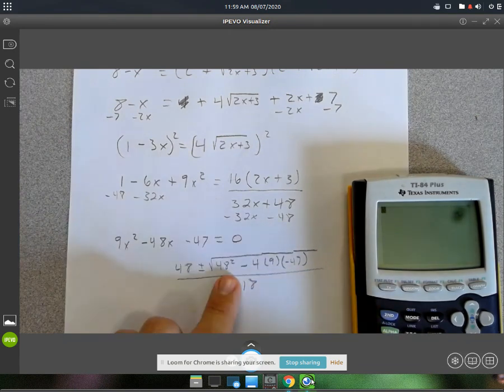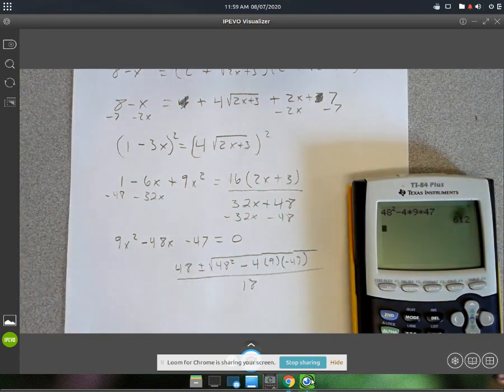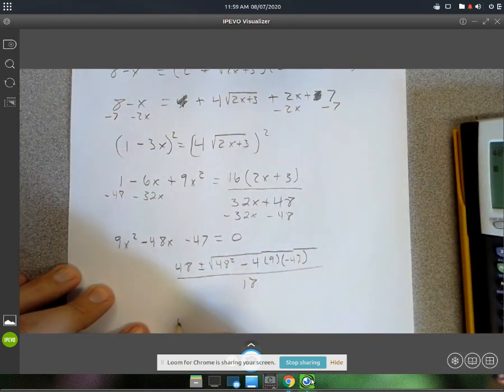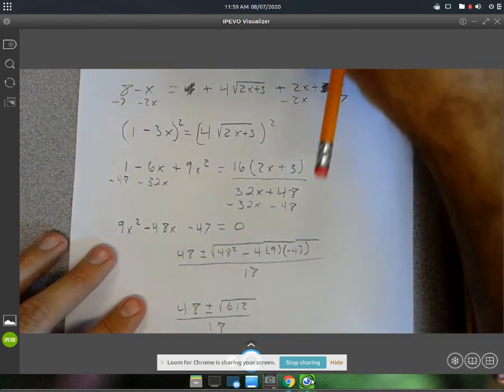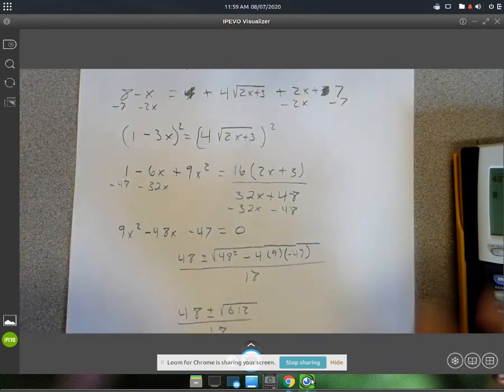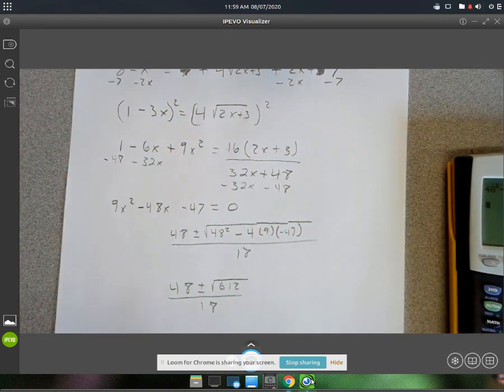All right, let's just focus in on this square root here. 48 squared minus 4 times 9 times 47. And we get 612. Okay. 48 plus or minus the square root of 612 over 18. Now, we could try to simplify this 612, the radicals, but before I do that, I'm going to go ahead and see if this will work for my original equation.